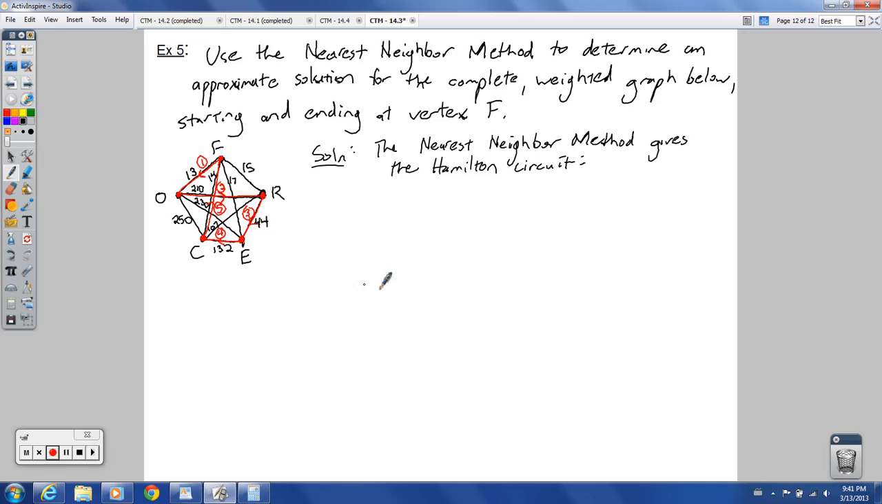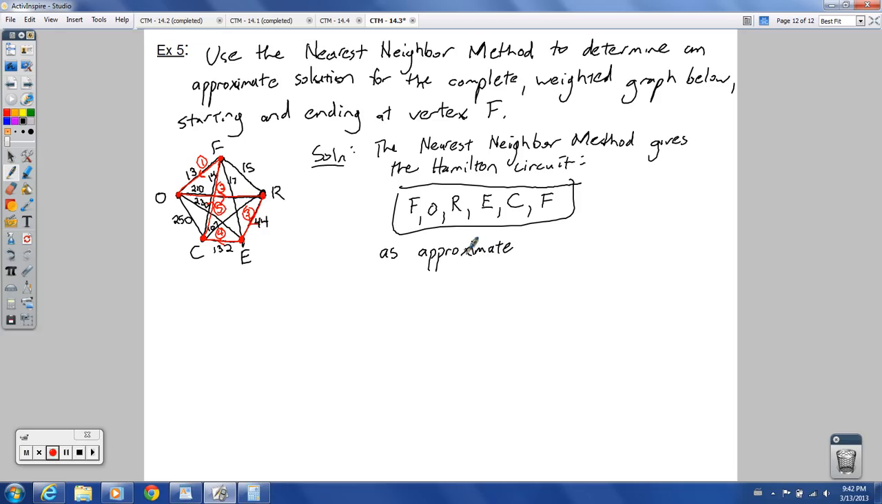And so what that looks like listed out is F to O to R to E to C, and then back to F. So that would be, according to the nearest neighbor method, an approximate solution. Is it the best one necessarily? No. You might be able to find a cheaper way, or a shorter way, or a smaller value way. But again, after a while, it becomes very impractical, sometimes impossible, to figure out what the exact solution is going to be, or what the best possible optimal solution is. So sometimes we have to refer to this.